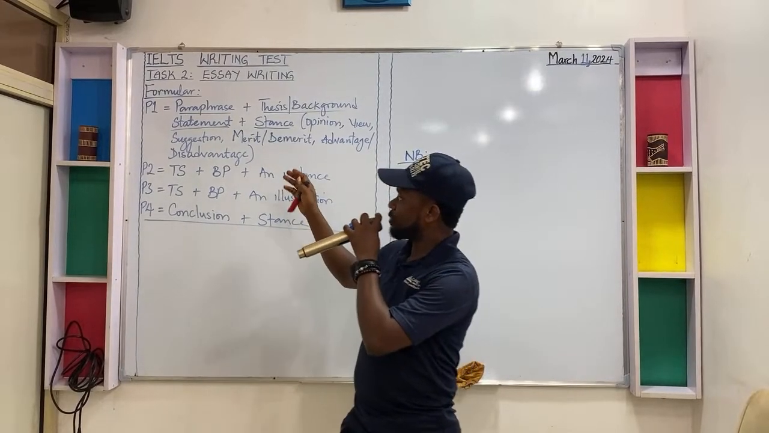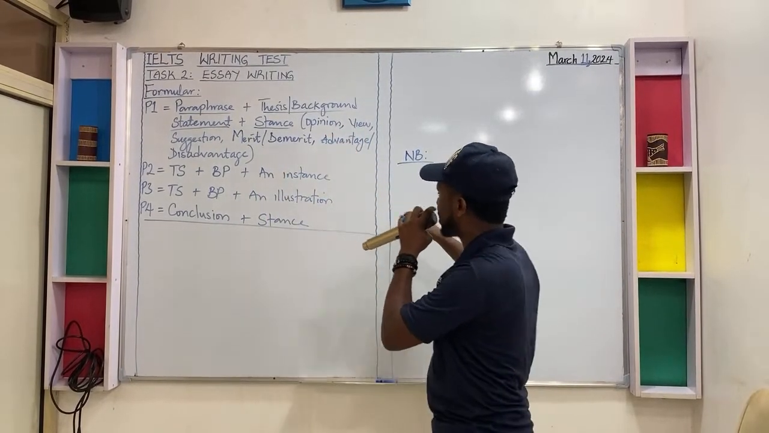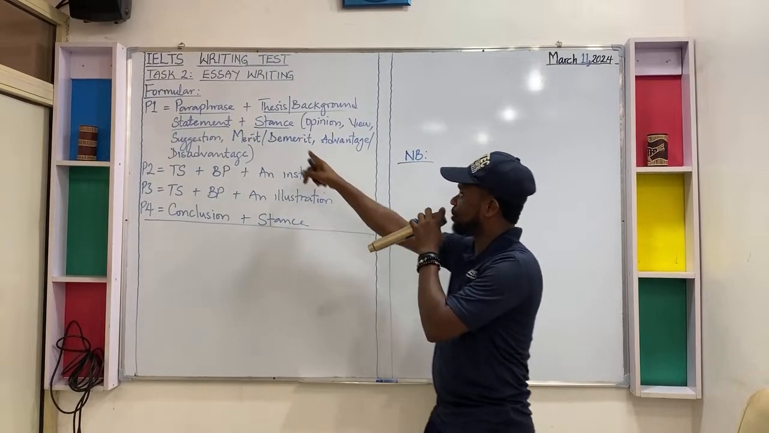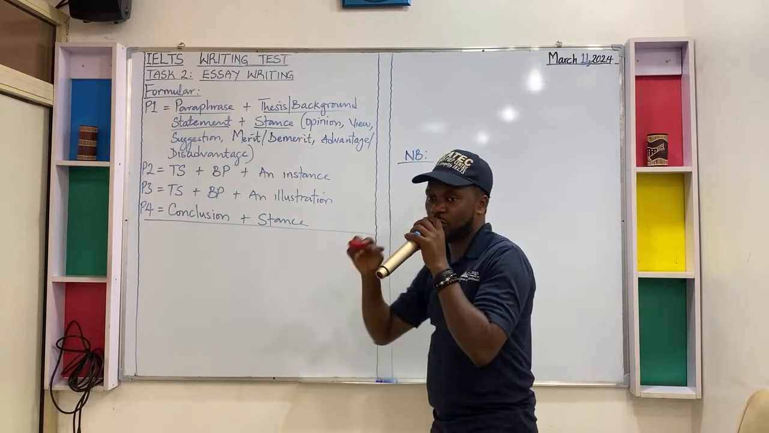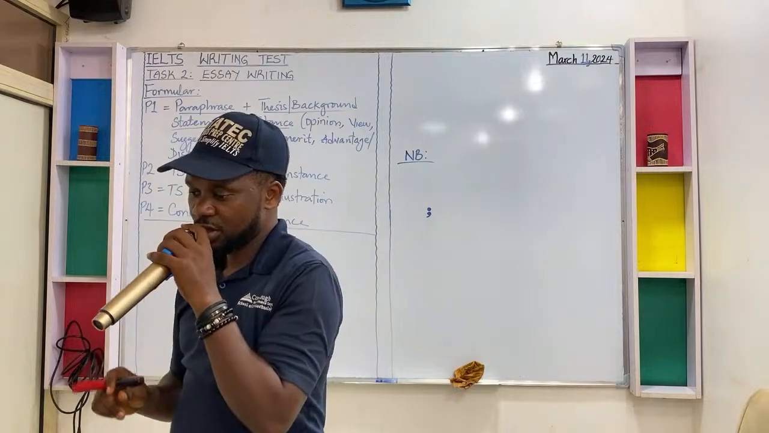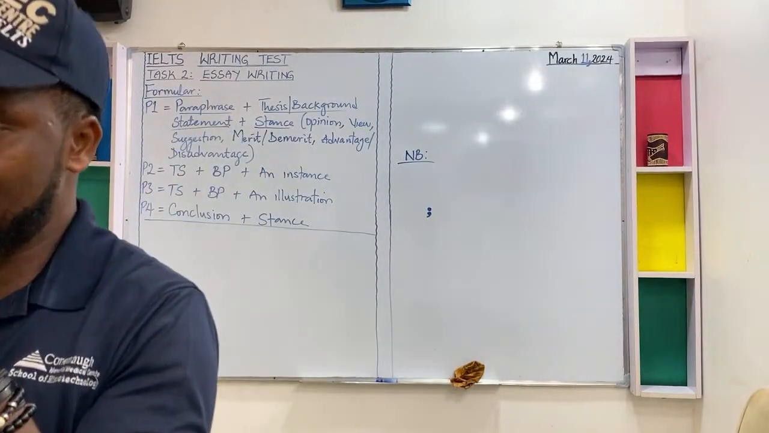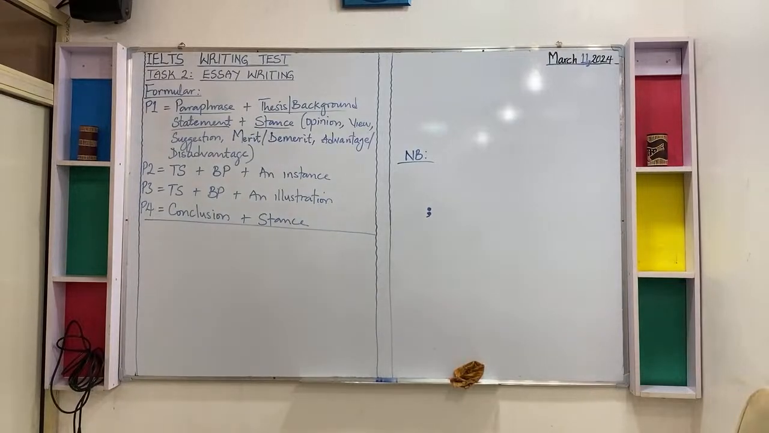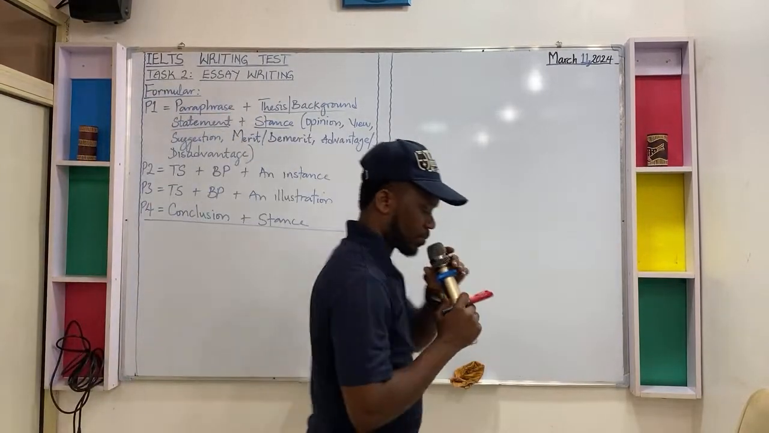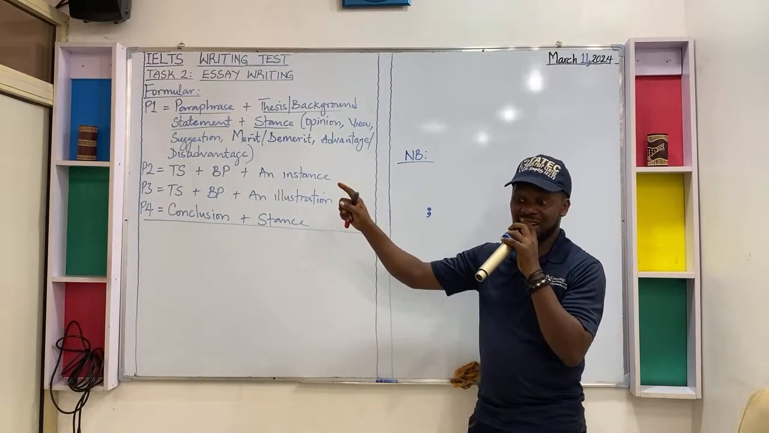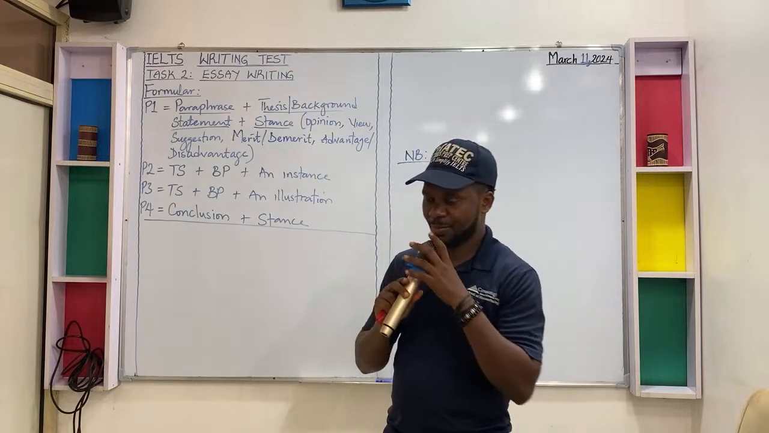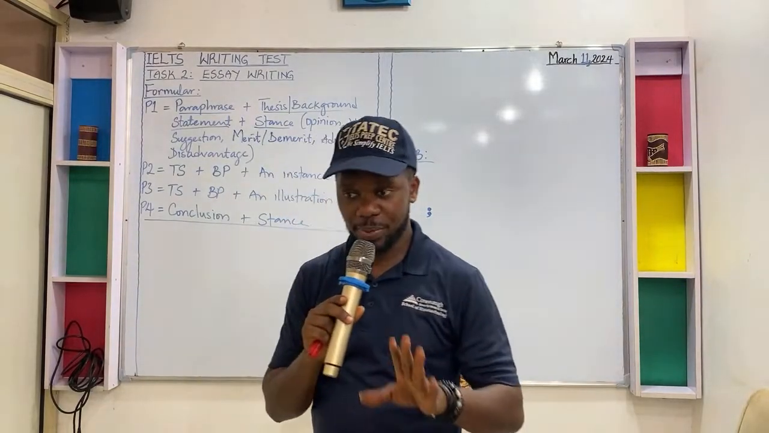After establishing your thesis background statement, please close it with a semicolon, then bring in your stance. At the end of your stance, you then bring in your full stop. Once your stance has been added, please bring in your full stop. At this point, you are done with paragraph 1.